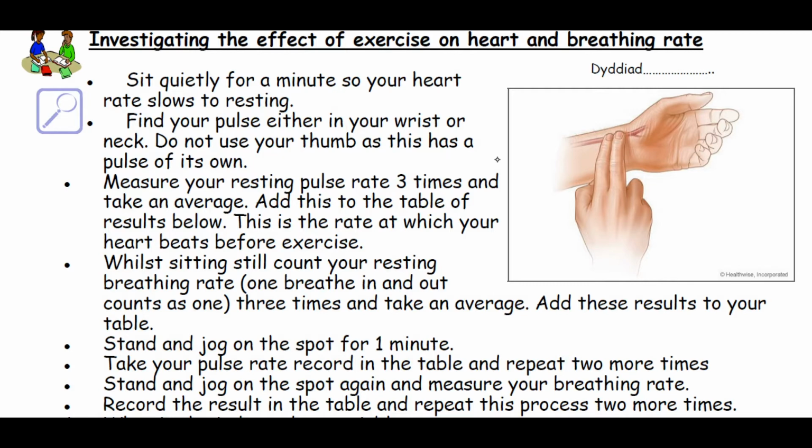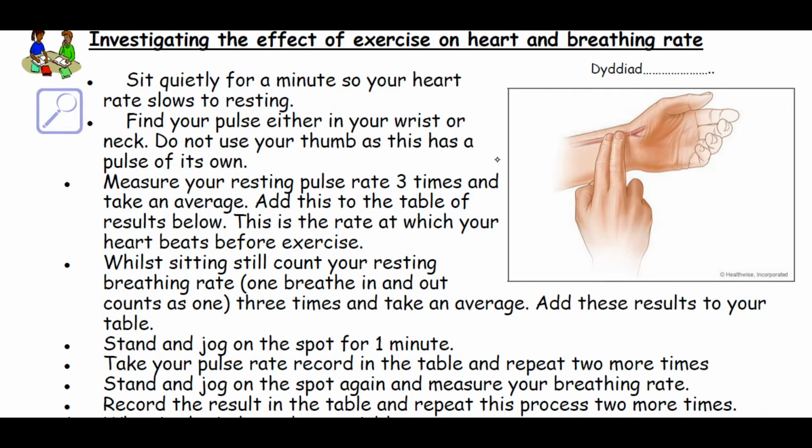You do it again, the exercise for 1 minute, take your pulse rate, record it in the table, and final time, 3rd time, do the exercise for a minute, pulse rate, record it. Then you do exactly the same exercise for the same amount of time, the same intensity. That's really important. That's a control variable. And you measure your breathing rate.